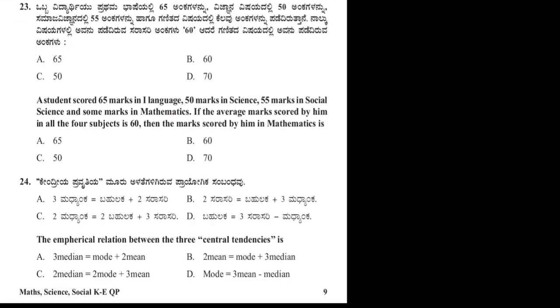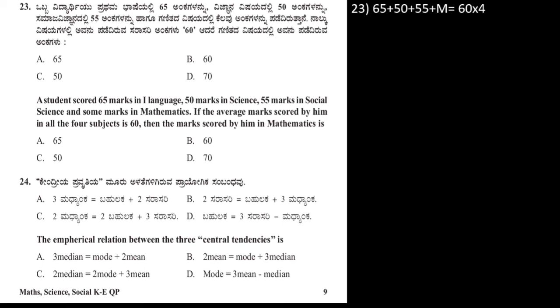23rd, a student scored 65 marks in first language, 50 marks in science, 55 marks in social science, and some marks in maths. If the average marks scored by him in the 4 subjects is 60, then the marks scored by him in mathematics is. Here they said totally how many subjects we have marks, totally 4 subjects. So which are all? Language, science, social and maths. We will write down that.